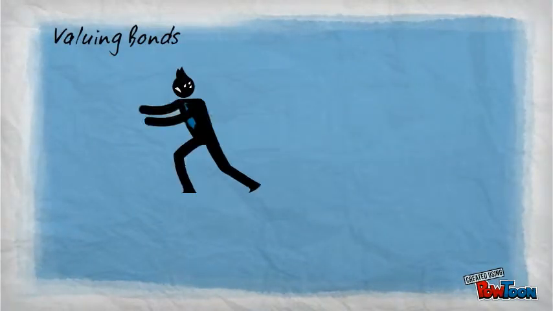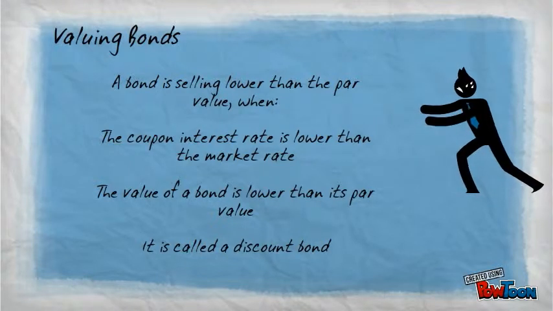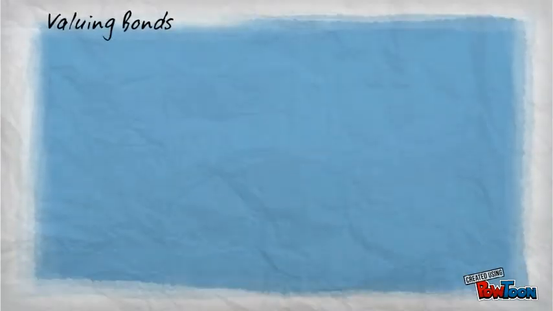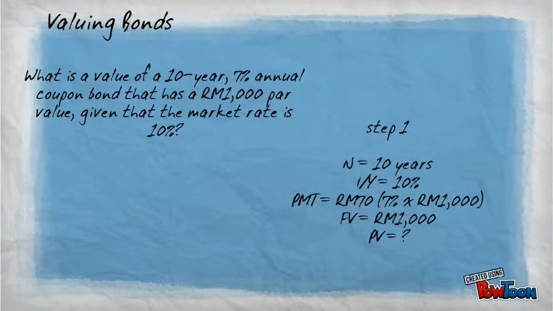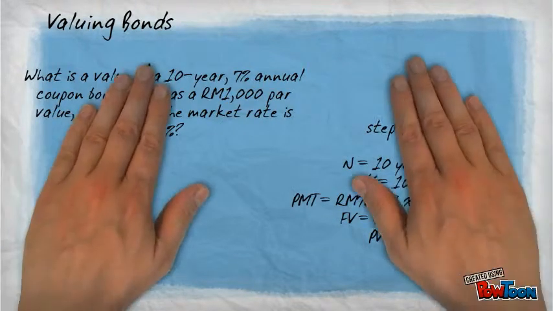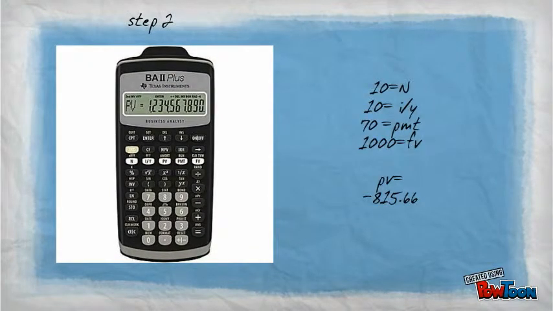Valuing bonds. A bond is selling lower than the par value when the coupon interest rate is lower than the market rate. The value of the bond is lower than its par value. It is called a discount bond. Please see the calculations as follows. These are the steps on calculating bond value on your calculator.